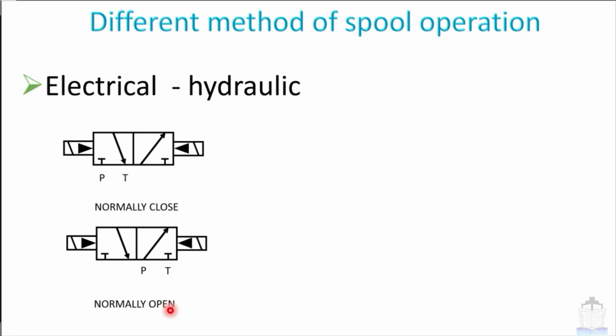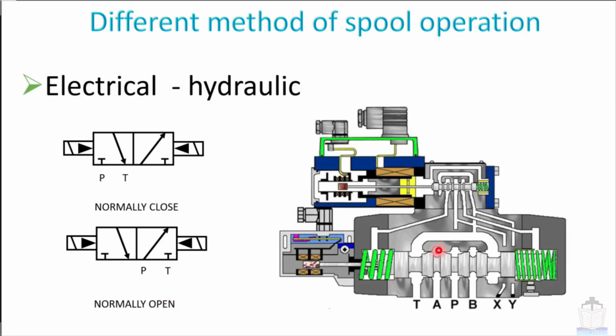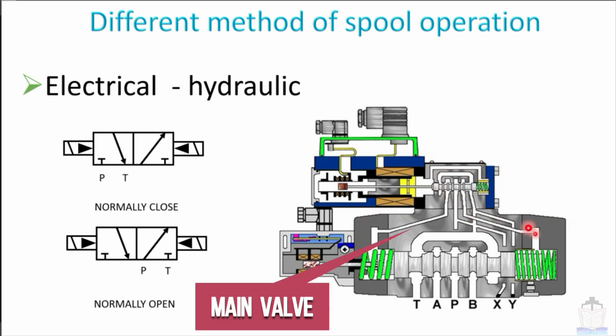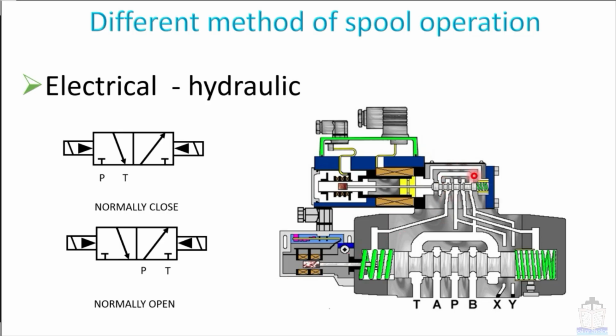Now I am showing one picture. This is the picture of an electrical hydraulic type valve. In this valve there are actually two valves. One is called the pilot valve and another is called the main valve. This pilot valve is basically regulated by the electrical signal, and the pressurized oil is directed to operate the spool, which is called the pilot oil.